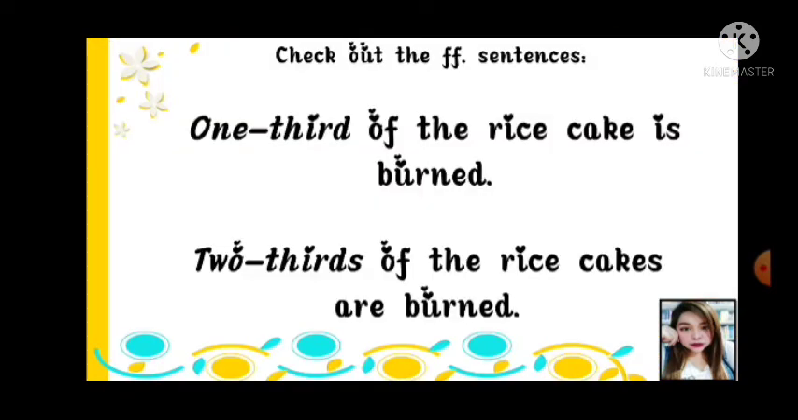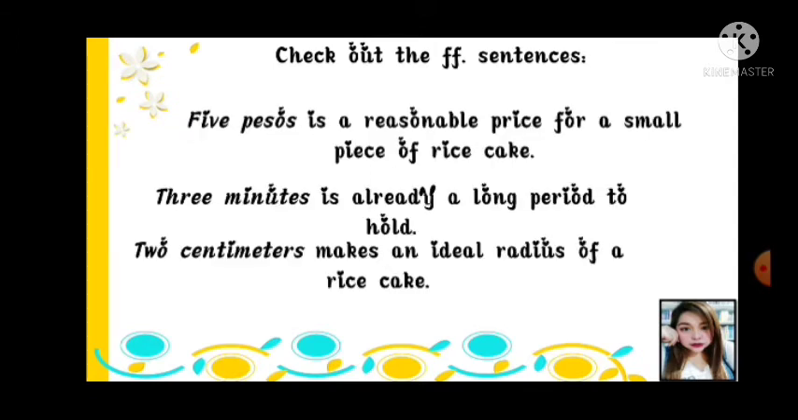So check out the following sentences. Analyze the italicized words. 1/3 of the rice cake is burned. 2/3 of the rice cakes are burned. 5 pesos is a reasonable price for a small piece of rice cake. 3 minutes is already a long period to hold. 2 centimeters make an ideal radius of a rice cake. All those italicized words are called sums, portions, or measurements.